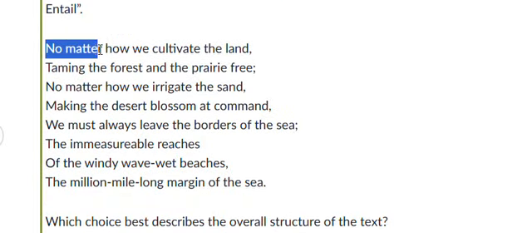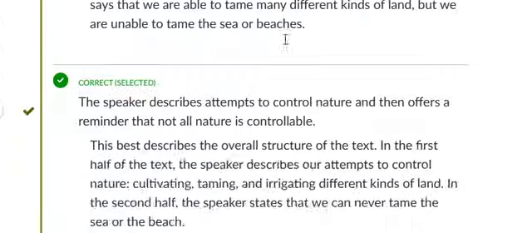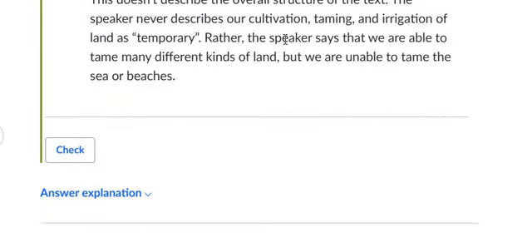For overall structure questions, it always gives you these small words, like to criticize, no matter. These words actually help you know what is happening. So no matter how we cultivate the land, it's like no matter how much we try to control it, there will be some things left which will be uncontrollable. So that's how I got the answer.